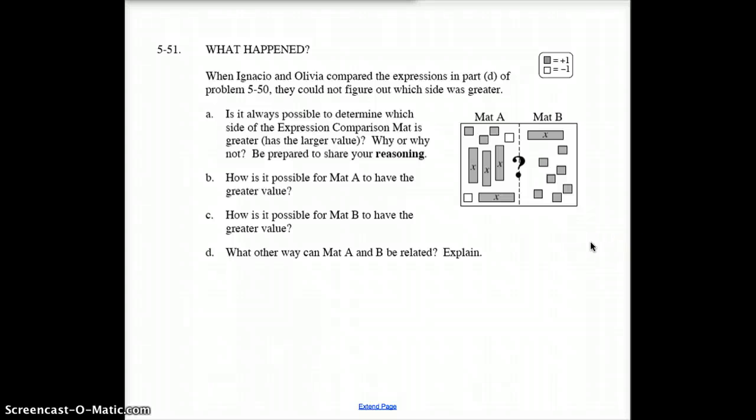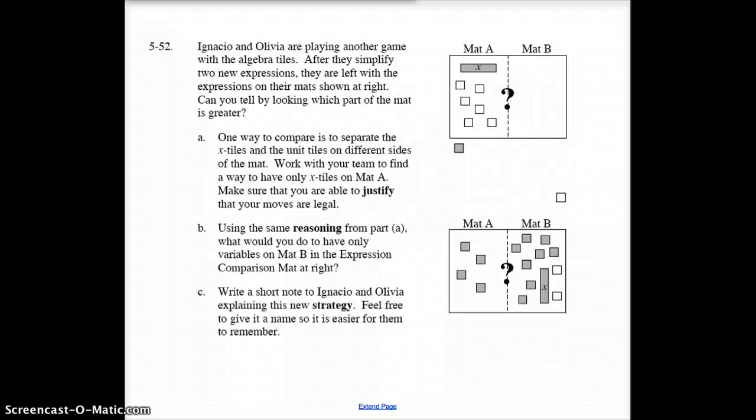This one right here, question 51. Oh, they were just talking about that one. Let's forget about that and move on. This one right here. All right.